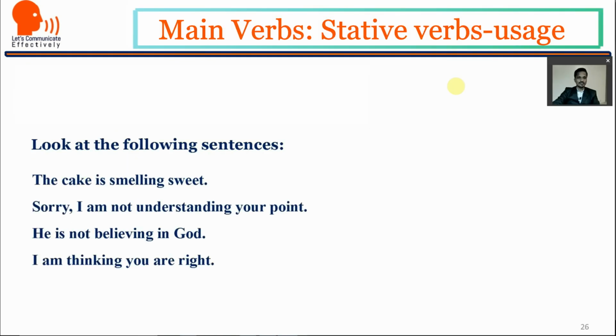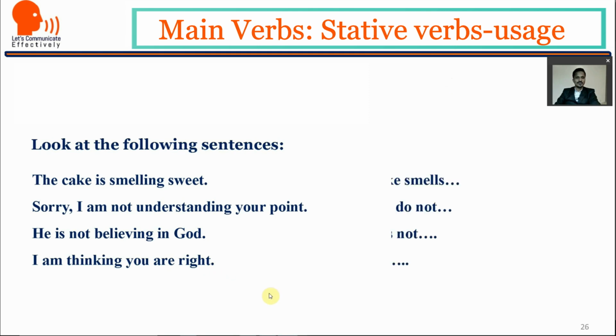Look at the following sentences now. The cake is smelling sweet. Sorry, I am not understanding your point. He is not believing in God. I am thinking you are right. I hope you must have sensed something is wrong in these sentences.